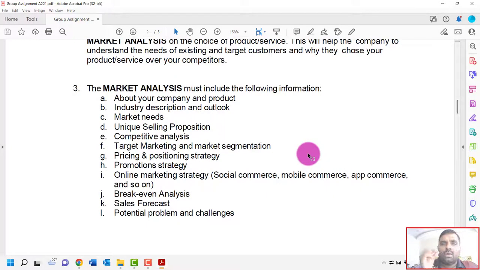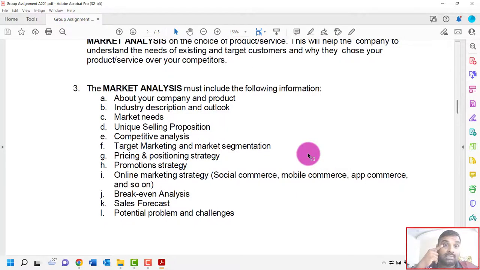Unique selling proposition. Unique selling means why people are going to buy your product. What is so unique about your product? It can be your product uniqueness, or it can be your marketing uniqueness, whatever it is. And competitive analysis, you have to do some comparison. Competitive analysis and target marketing and market segmentation.